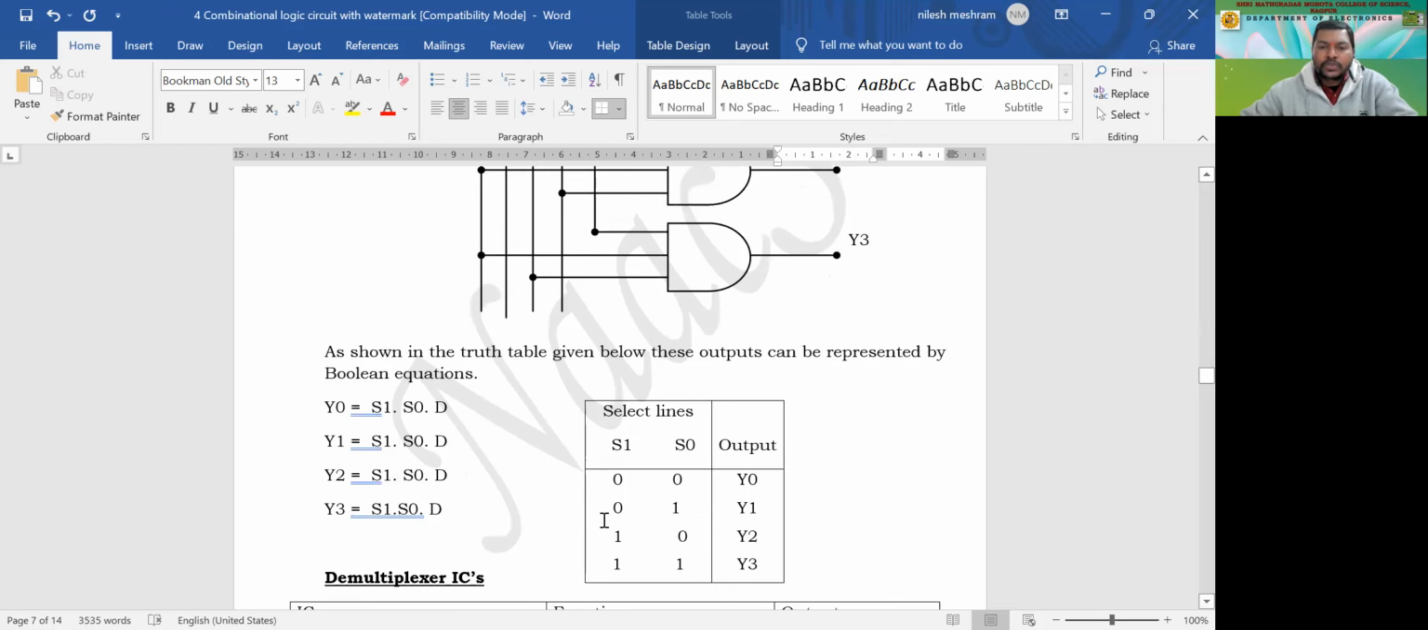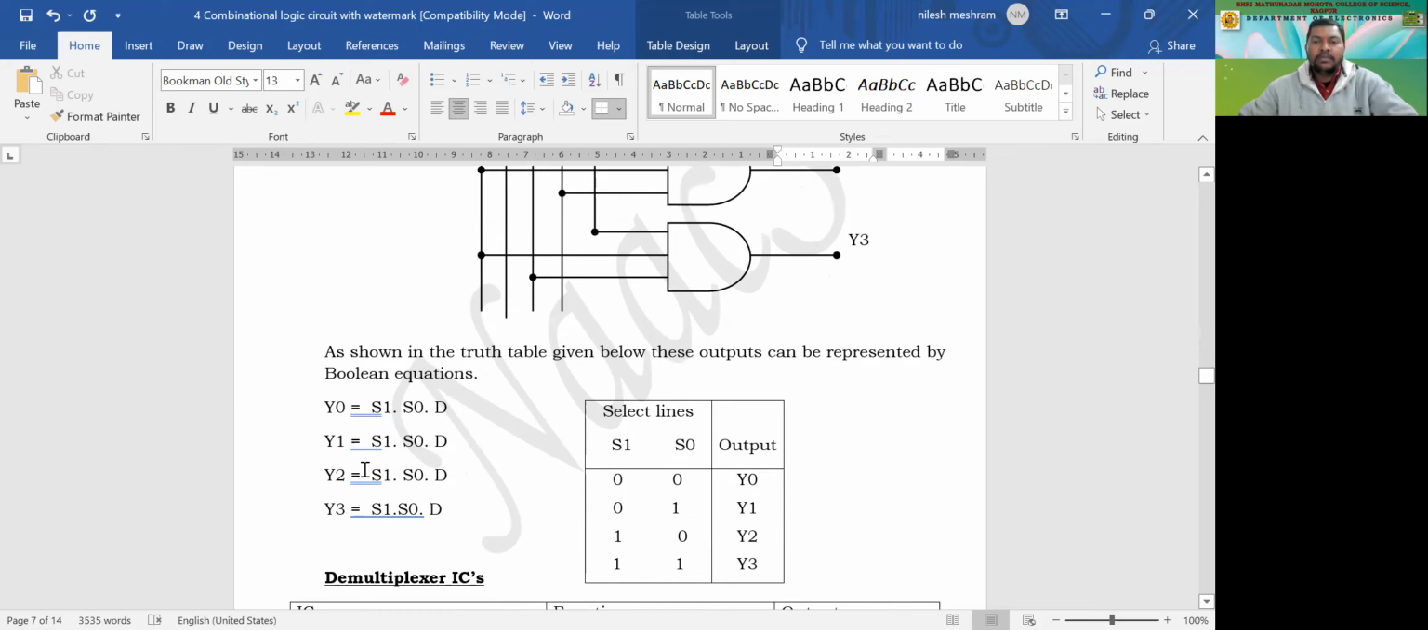The select lines show 00, 01, 10, 11, and according to these codes, the data is fed to one of the outputs: Y0, Y1, Y2, and Y3. So these are the equations over there. Y0 equals S1 dot S0 into D.